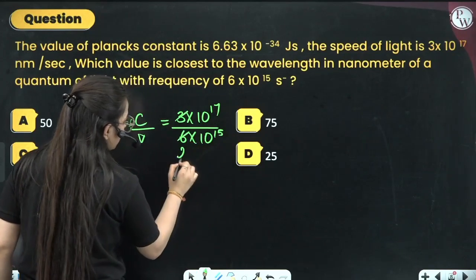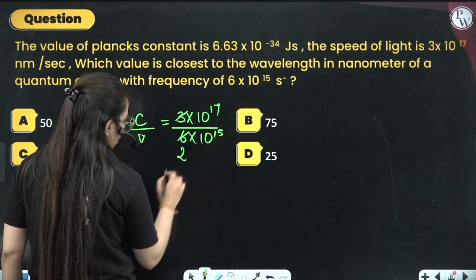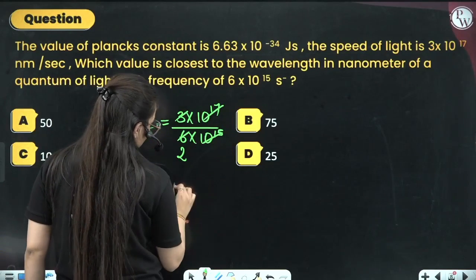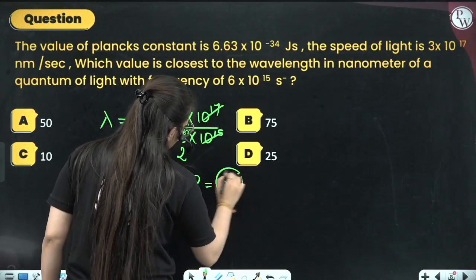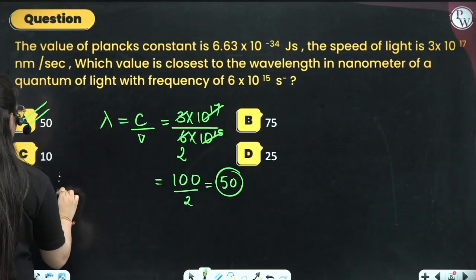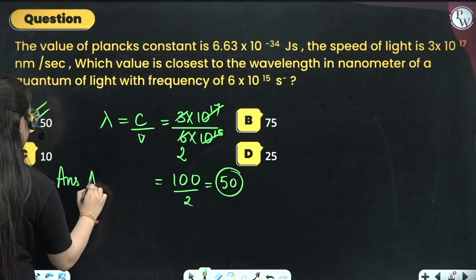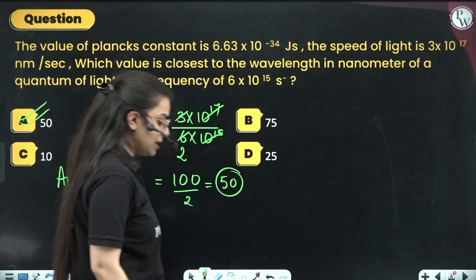So we are going to solve it. 3 2s are 6. Then this will go above. What we will get? This will be 100 by 2. That means 50. So our answer will come out to be what? Option number A, that is 50.